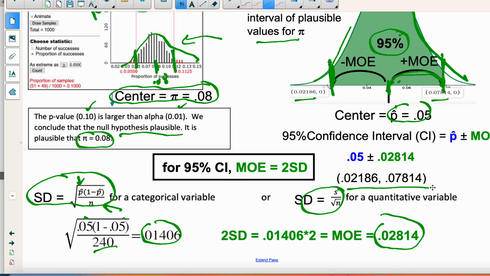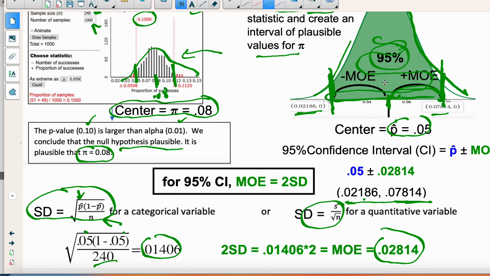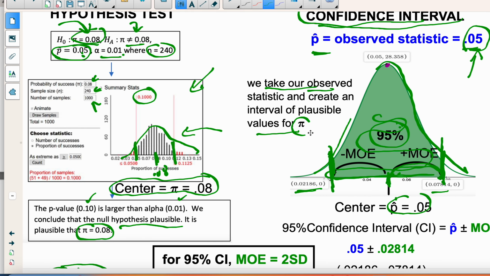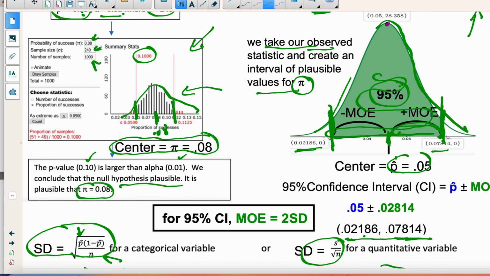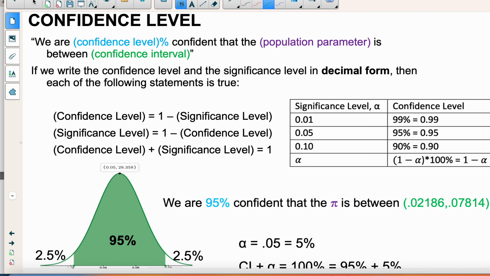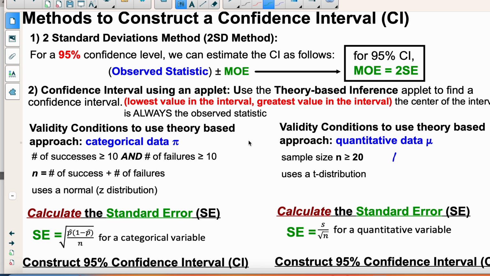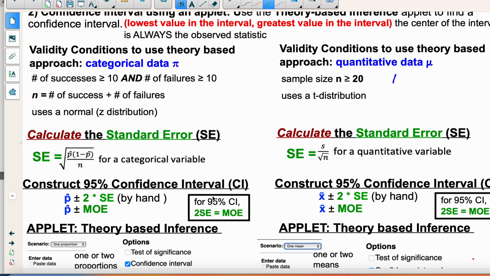Here it is in interval form. The low end is 0.2816 right here. That's this line here. The upper end is 0.7814 here. It just shows you the values: if it falls in between here, I can be 95% confident that it's plausible that pi will be between those values. All right, I'm going to skip that page. Here's my summary page that I went through in class.